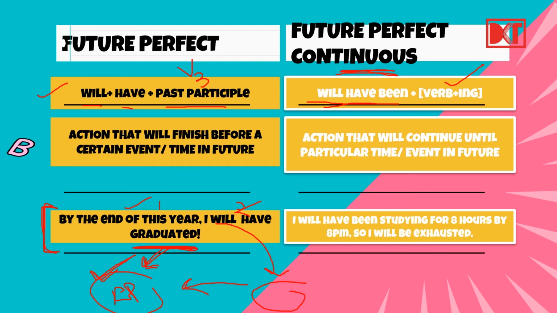Okay? Then we have future perfect continuous. An action that will continue until a particular time or event in the future. Like, let's see, I will have been studying for 8 hours by 8 p.m. So I will be exhausted. Now the action that will continue until a particular time, which means I will have been studying. So the action is what? My study, which will be continuing until when? Until 8 p.m. So for that also we use future perfect continuous.